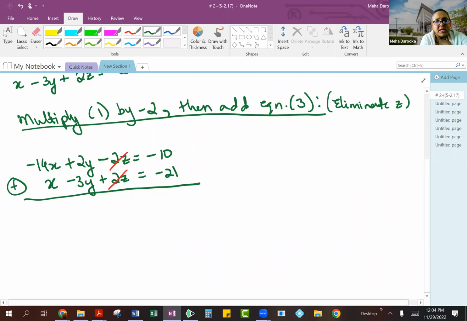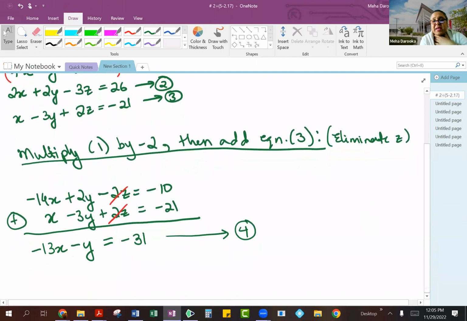So negative 14 plus 1 in your x variables will end up giving us negative 13x. Combining the y variables, you've got plus 2 minus 3y, which will of course end up giving us negative y. And then on the other side, of course, the z canceled out. The other side, you're adding negative 10 and negative 21, which will of course end up becoming negative 31. So this now we will call equation 4.